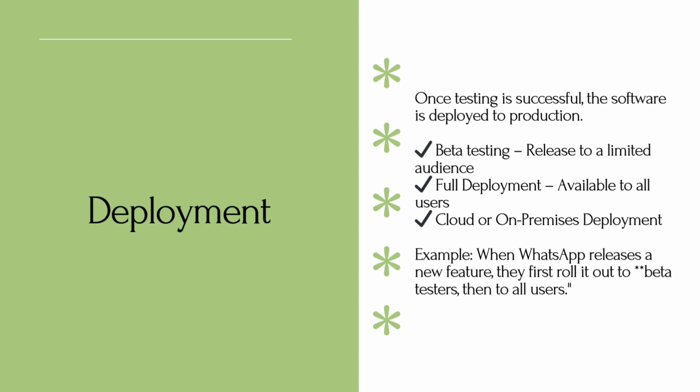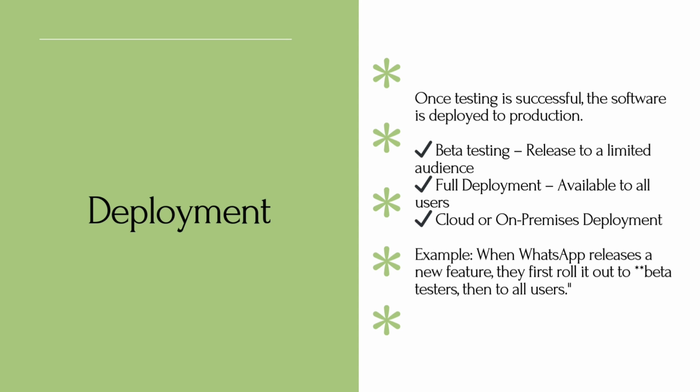The fifth phase is deployment. Once testing is successful, the software is deployed to production. For beta testing, software is released to a limited number of audience. After that, we do full deployment. During the full deployment, software is available to all users. After complete satisfaction, cloud or on-premises deployment can be done.